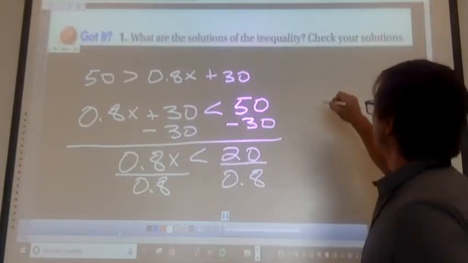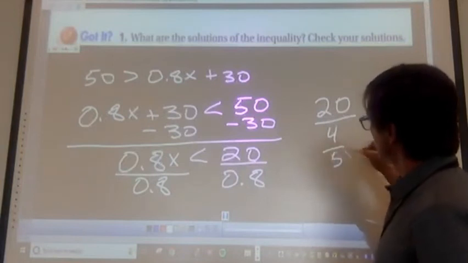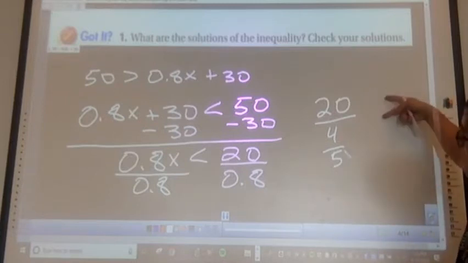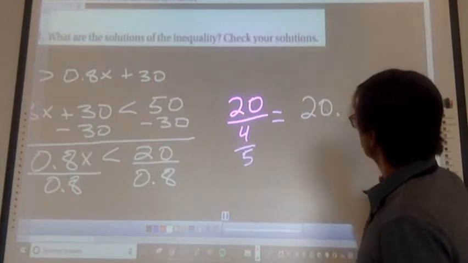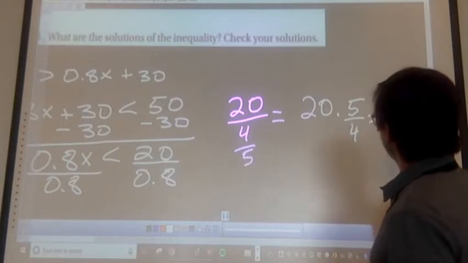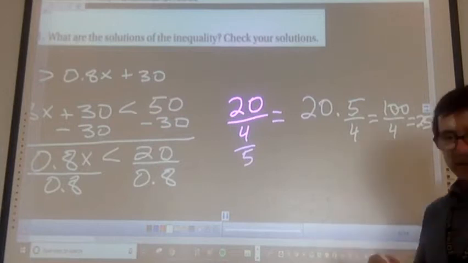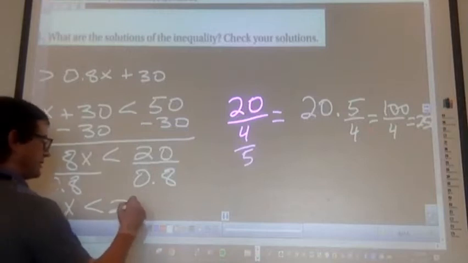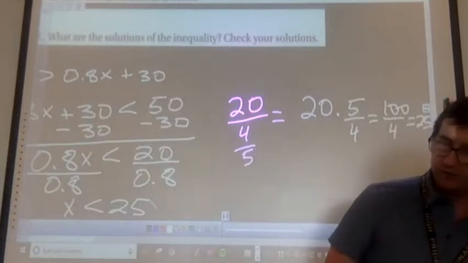So if I think about this, 20 divided by 4/5. If you divide a whole number by a fraction, it's the same thing as multiplying by the reciprocal. So here we'd have 20 times 5 over 4, which would be 100 divided by 4, which is 25. So it went from 20 to 25 when we divided by a decimal. So x is less than 25.